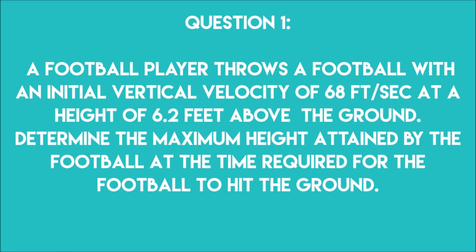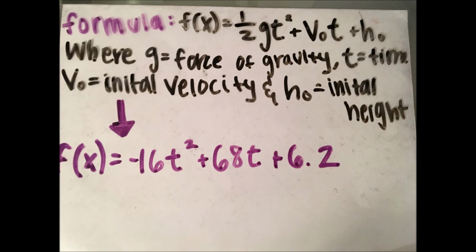The formula that's needed to solve this question is f(x) = 1/2 gt² + v₀t + h₀, where g is the force of gravity, or 32, t is time, v₀ is the initial velocity of the object, and h₀ is the initial height. All I did was take the values that were given in the question and plug them in to get the formula. So the formula is f(x) = -16t² + 68t + 6.2.